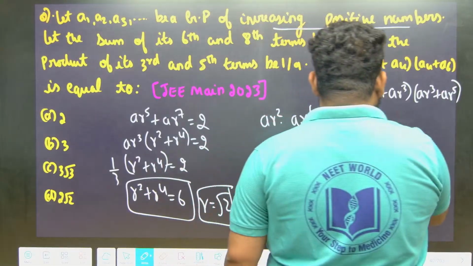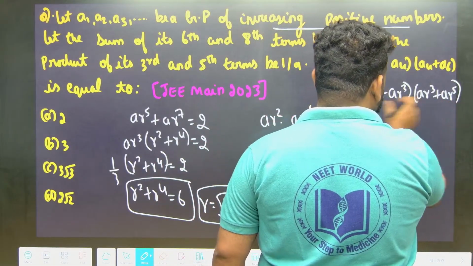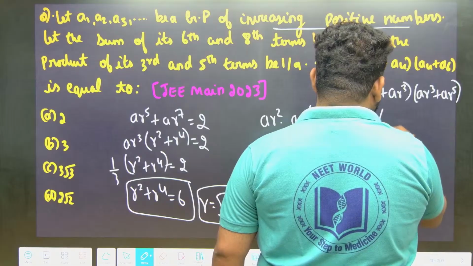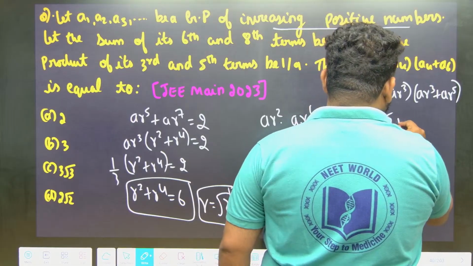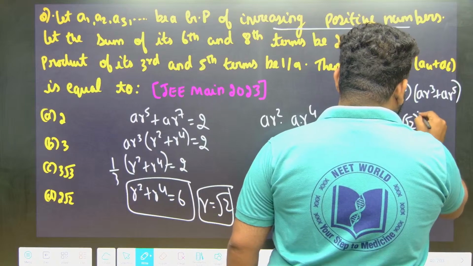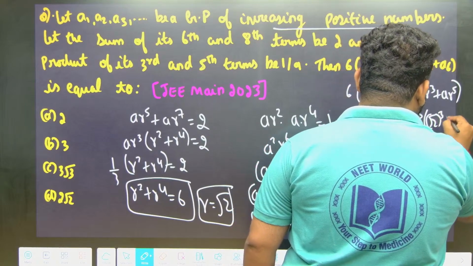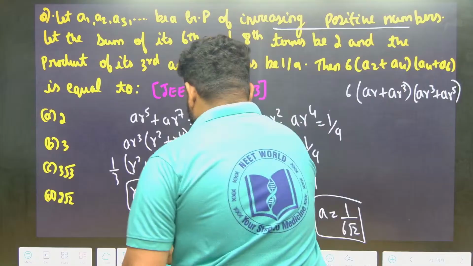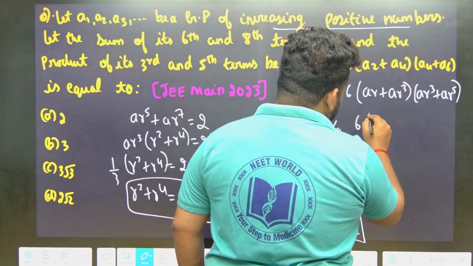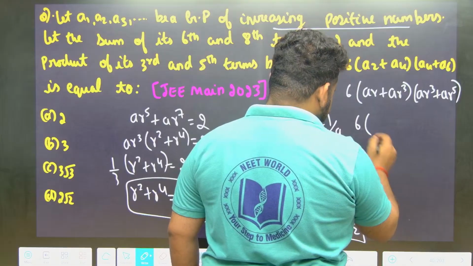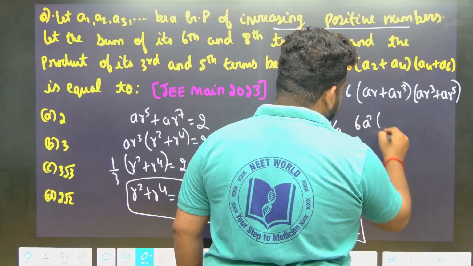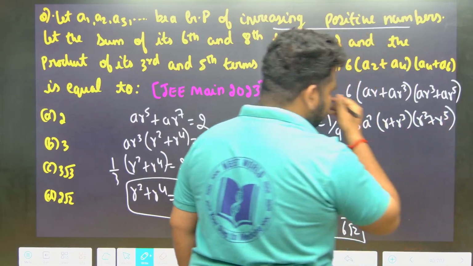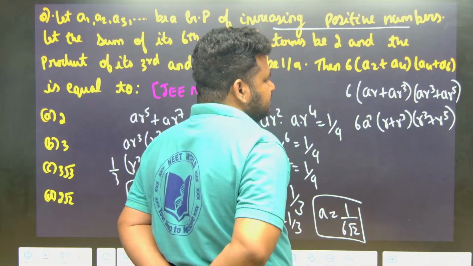Now if I take a common, what will I get? Here a and here also a, this will be 6 into a square, r plus r cube. R is root 2, plus root 2 cube. Further, what can I take common here? Let me take 6a common on both sides, this will be a square into r plus r cube. This will be r cube plus r power 5.